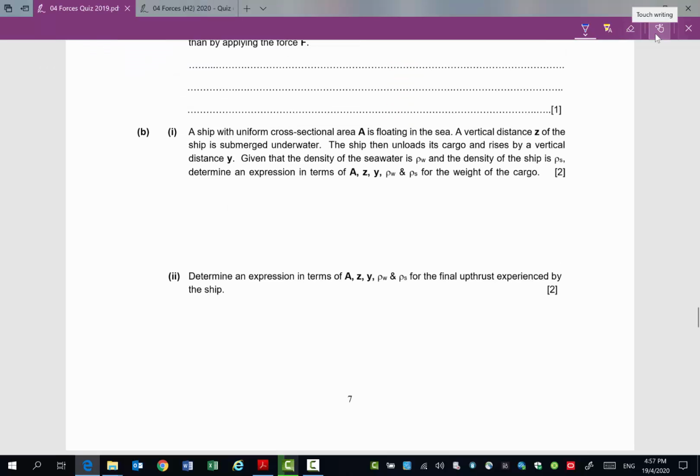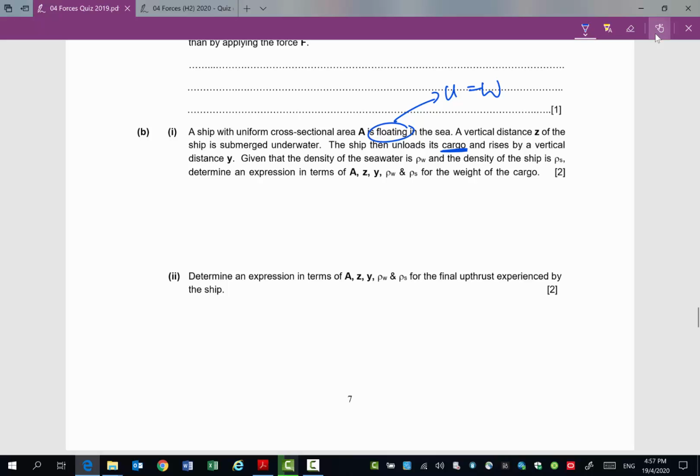So for B part 1, we have a ship with a cross-sectional area A that's floating in the sea. Floating tells me that the upthrust should be equal to the weight of the ship. And in the first case, there is some cargo, so the initial upthrust must be equal to the weight of the ship plus the cargo.